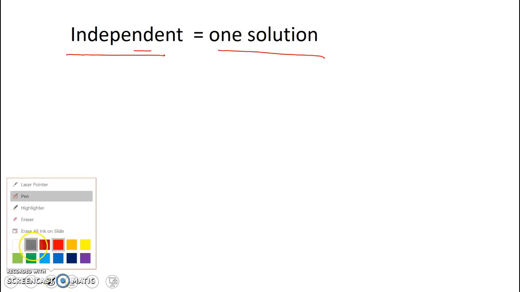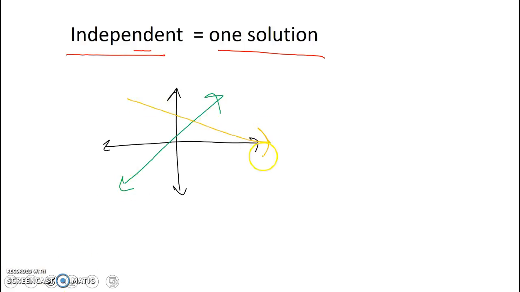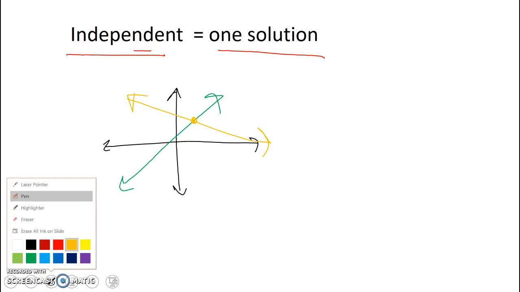So an independent system might look like something like this, if this is my xy plane. Maybe this is one of my lines in green. This is one of my lines in orange. And it only has one answer, one solution, one intersection point. It doesn't have any more. So what I want to think about is when does a line have one intersection point?